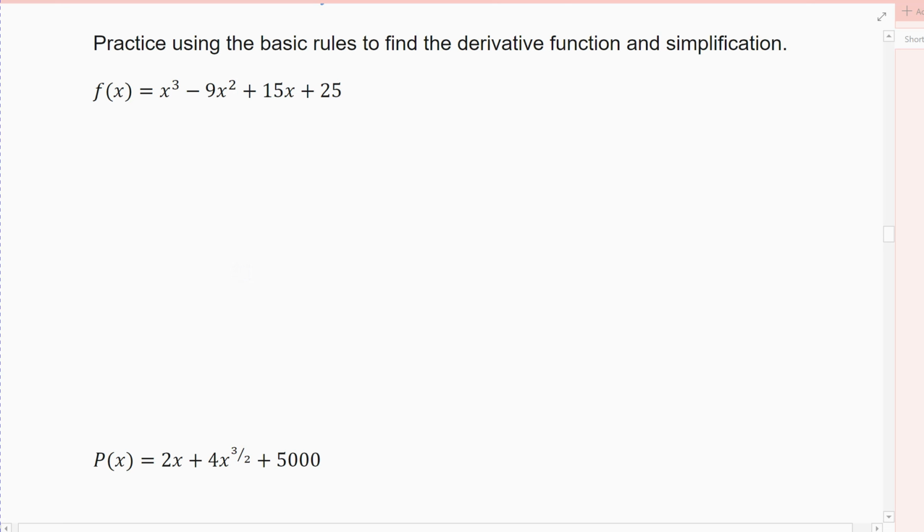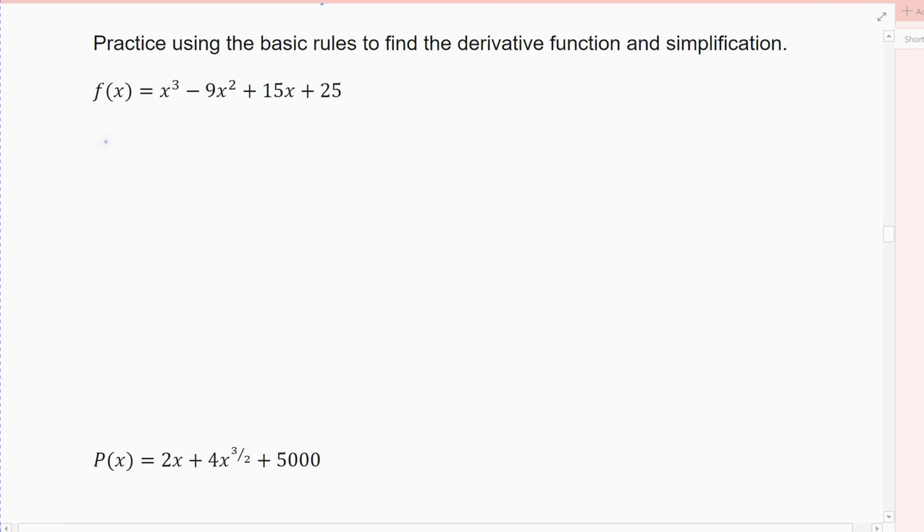Practicing the basic rules of derivatives and then the simplification, just so you can see it. All right, so the first one's a simple polynomial. And so again, we think about it as having four little functions. There's the little power function x cubed, there's the little power function 9x squared, there's the little linear function 15x, and then there's the constant function 25.